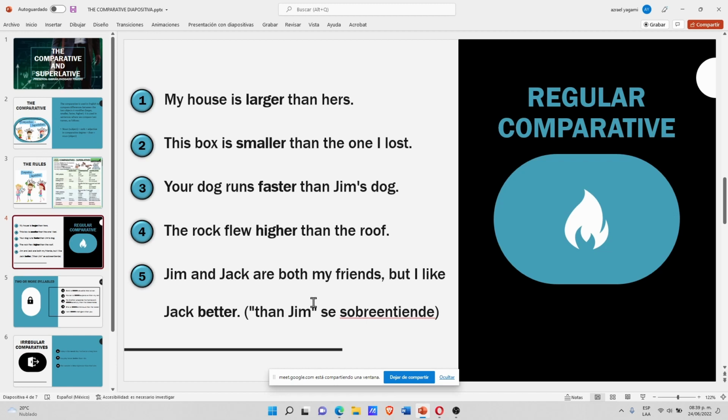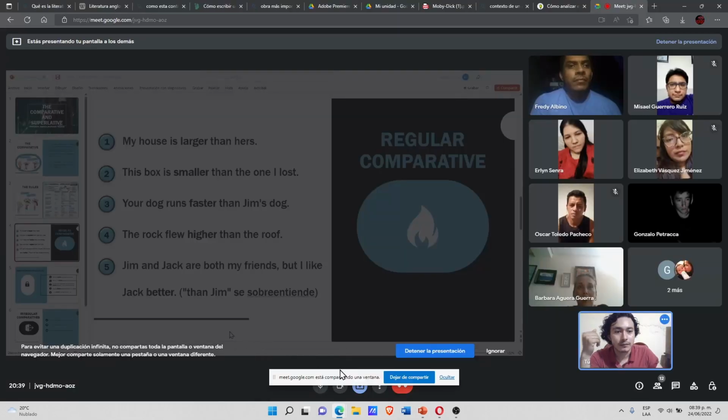Number 1. My house is longer than hers. Do you know what it means, longer? Yeah or not? Do you understand what it means, longer? Don't translate. Only say in English what it means. Barbara, do you know what it means? Large is very big. Larger is bigger than something. Okay, it's bigger than. Yeah, it's great.